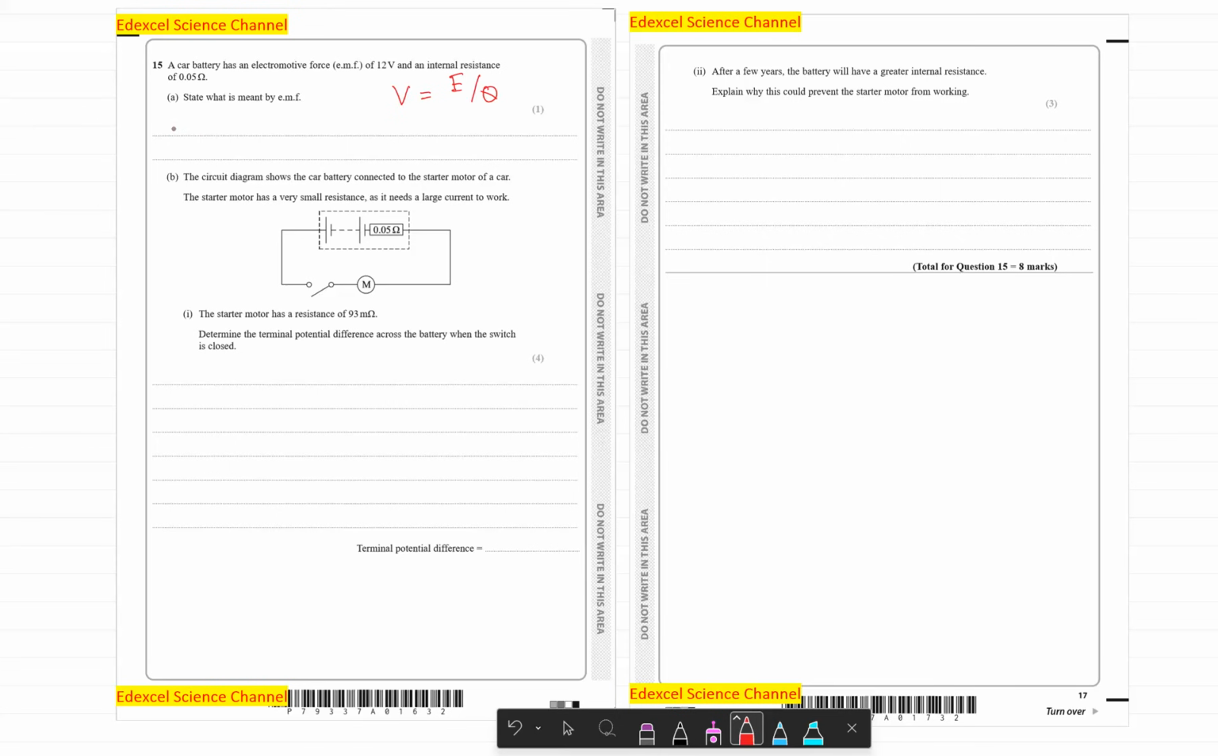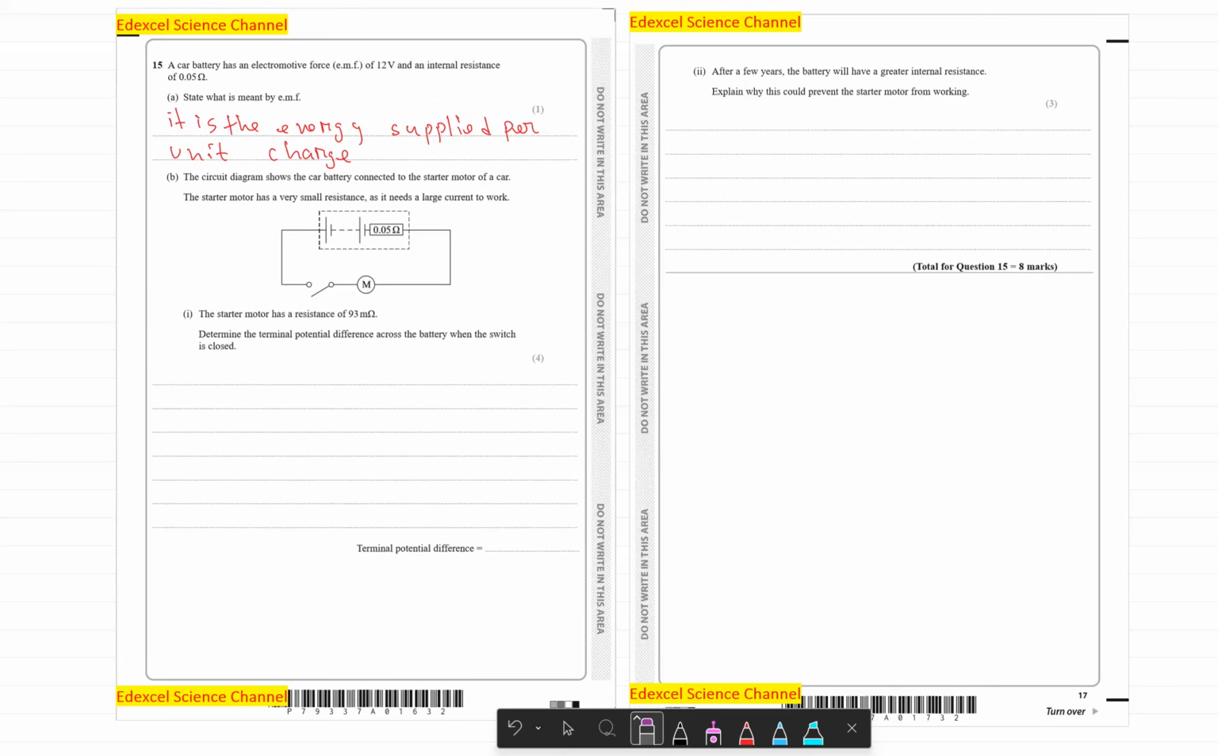Okay. So you can say that it is the energy supplied per unit charge.